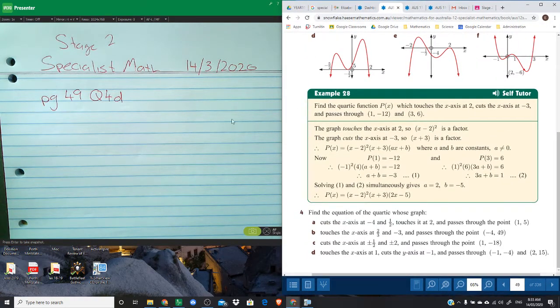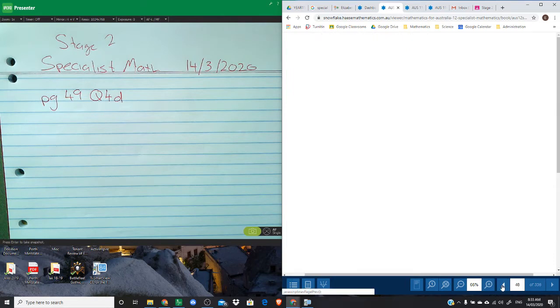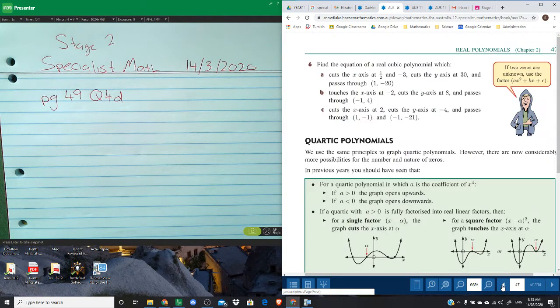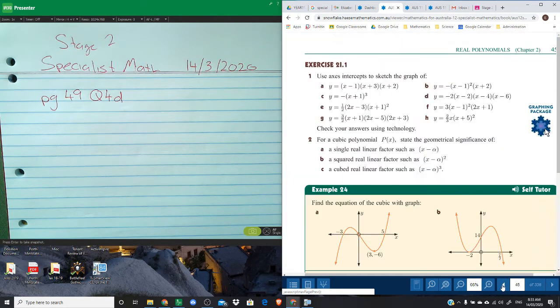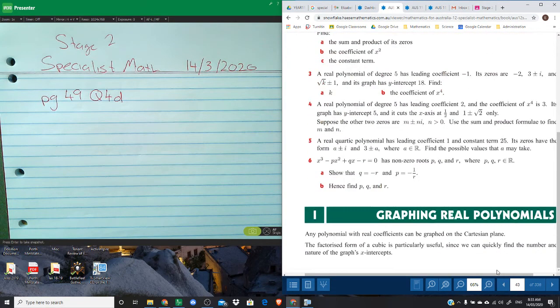So today we're doing specialist maths, and I've been asked to do question 4D on page 49. This is actually from the work on finding equations from graphs, graphing real polynomials.